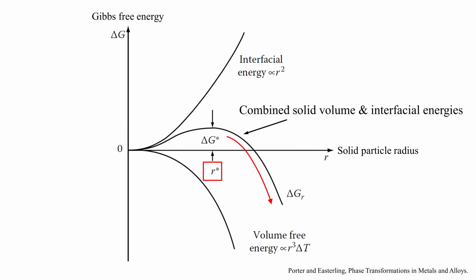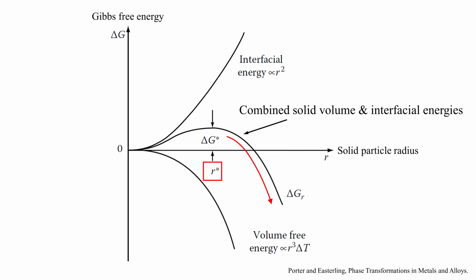You'll see from our Gibbs free energy plot that once enough energy is supplied, the particle reaches a size r starred, after which the combined Gibbs free energy has a net negative change, so it is favourable for the solid particle to continue to grow. Mathematically, this is because the solid volume free energy is proportional to the particle radius cubed, and the interface is based on the particle surface that is proportional to the radius squared.